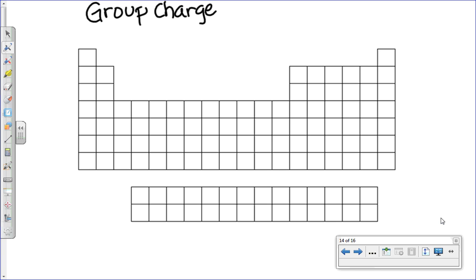And group charge is also known as an oxidation number. So I would write oxidation number somewhere on that page near group charge. And what an oxidation number is, it's just a number that tells you how many electrons an element is either going to lose to achieve stability or gain to achieve stability. Okay, that's all it tells us.